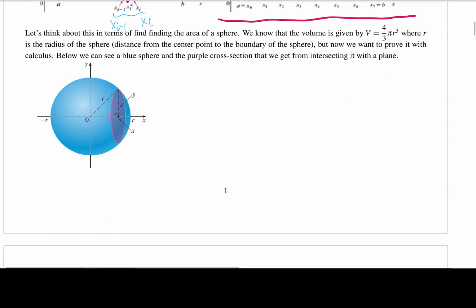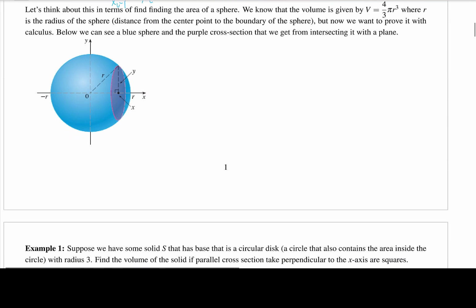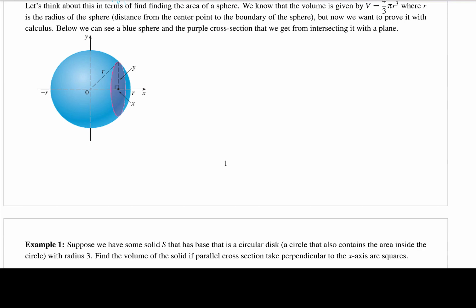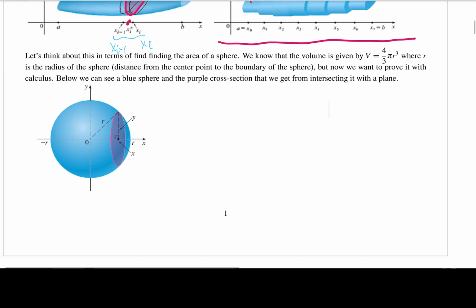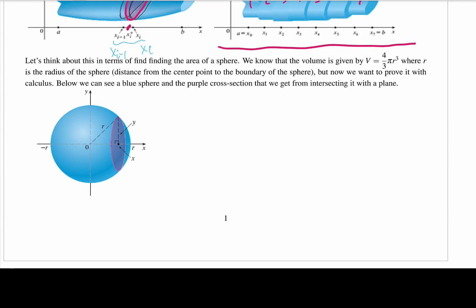Okay, so let's think about this in terms of finding the area of a sphere. Well, for finding the area of a sphere, or sorry, this should say, I apologize for this, this should be volume of a sphere. So we know that the volume is given by V equals 4/3 pi r cubed, right? That's a previously given formula to us. We've been using it whenever we're asked to calculate volume in geometry and stuff like that.